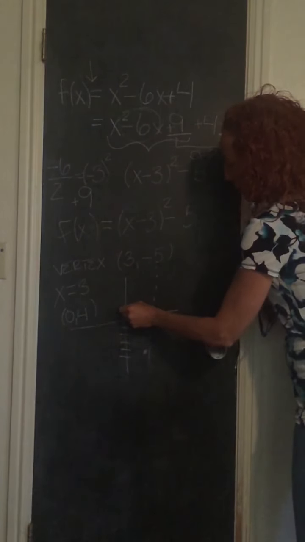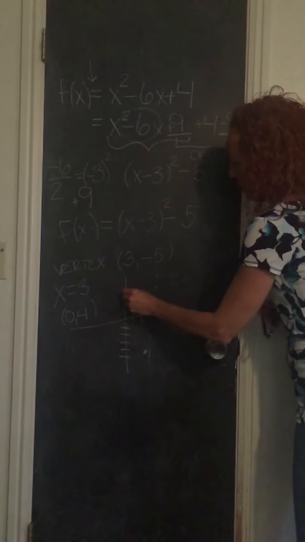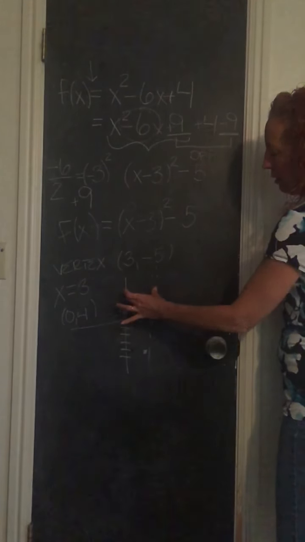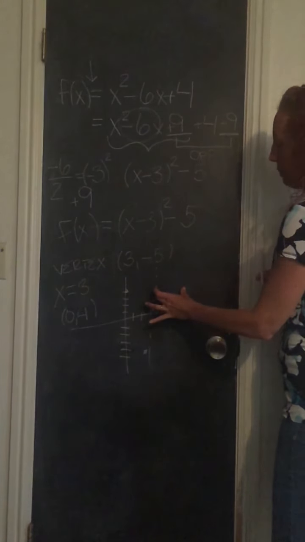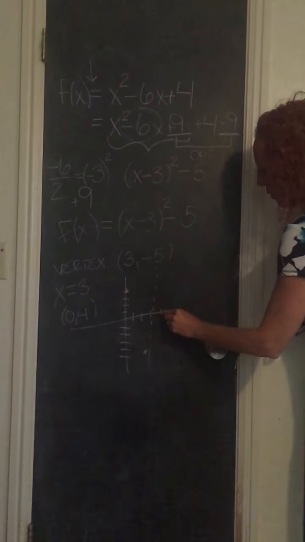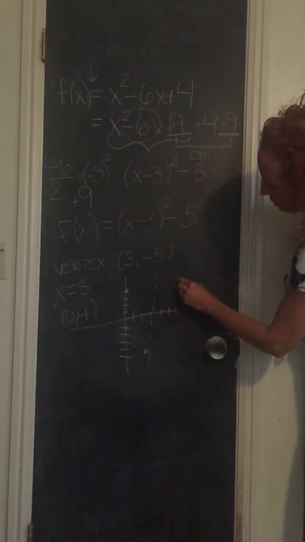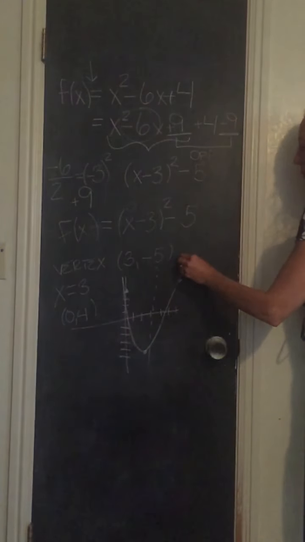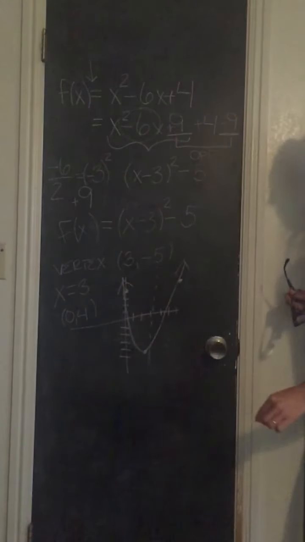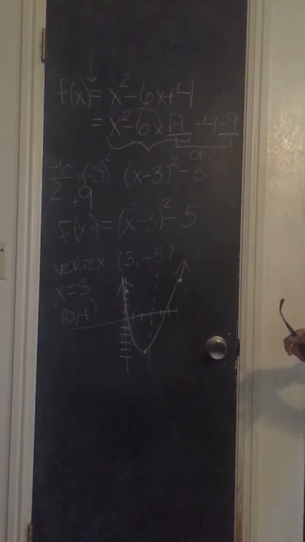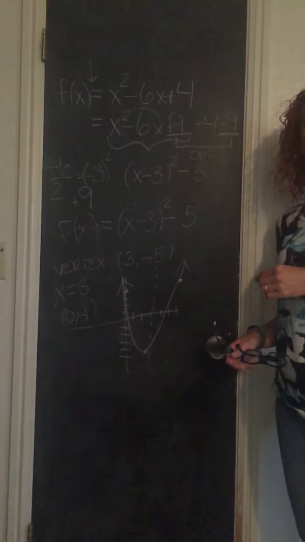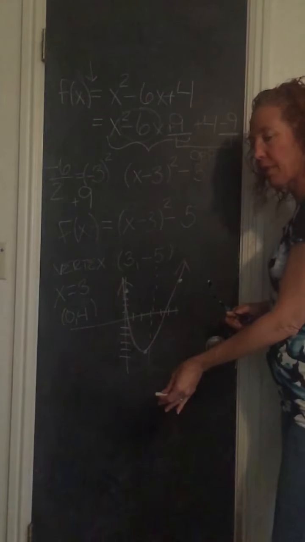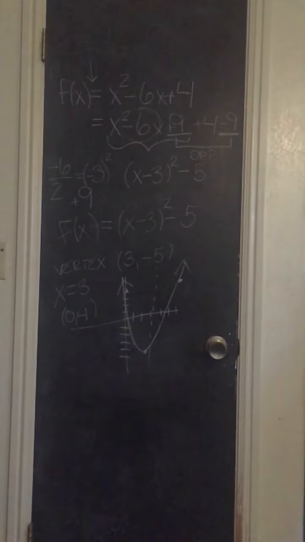So 0, 1, 2, 3, 4. So this is 3 spaces away here. So there's a matching point 3 spaces away here. So 1, 2, 3. And so there's my parabola. And I'm done. So the only new piece that's added on for 11.7 happened in the first couple steps. Everything else from there on, the graphing piece is review.